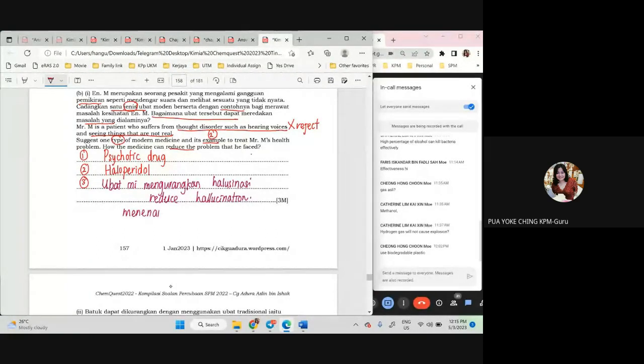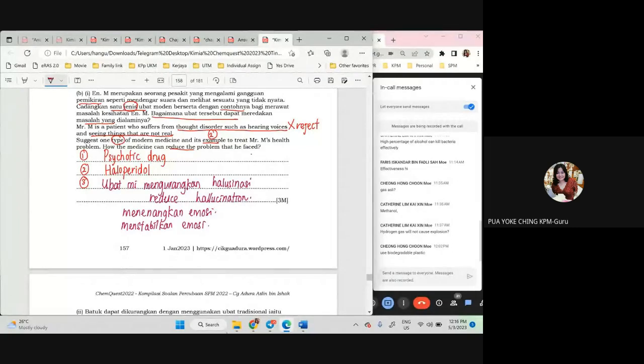Menenangkan emosi. Sebab Encik M ni adalah gangguan pemikiran. Or the simple way we call it, dia ada penyakit mental. So kalau sakit mental, ia ialah untuk menenangkan emosi, menstabilkan emosi. Sebab orang-orang yang ada penyakit mental ataupun gangguan pemikiran, emosinya terjejas. Okay? So we only accept this one lah.